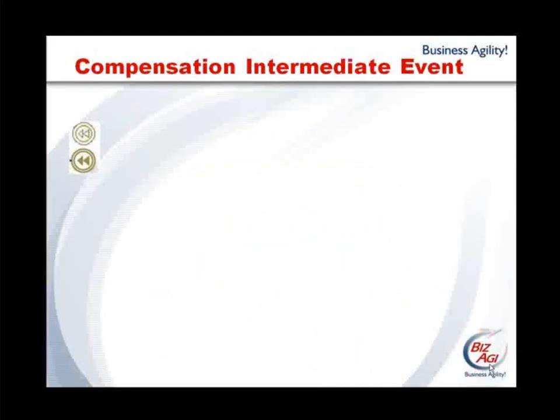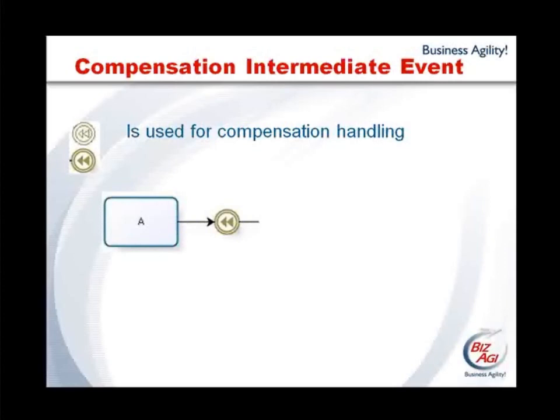The compensation intermediate event enables you to handle compensations. When used within the sequential flow of a process, it indicates that a compensation is necessary, i.e., a compensation is launched and the icon on the inside should be filled.